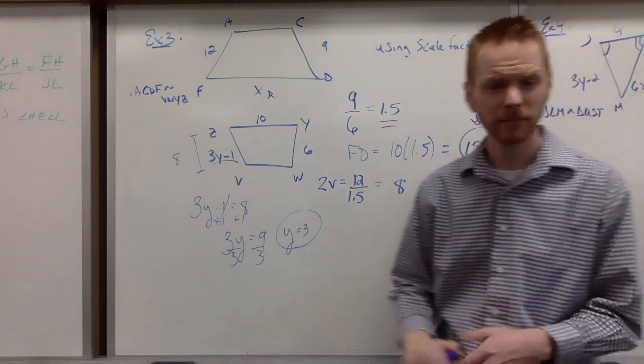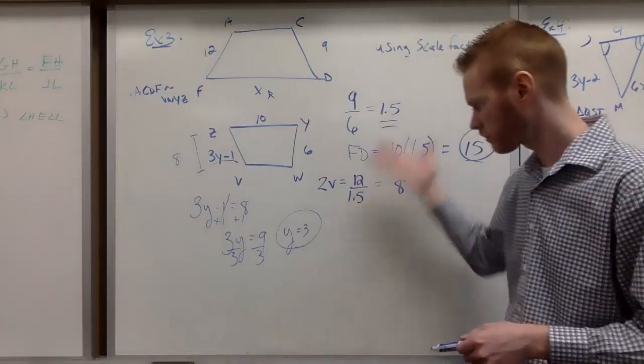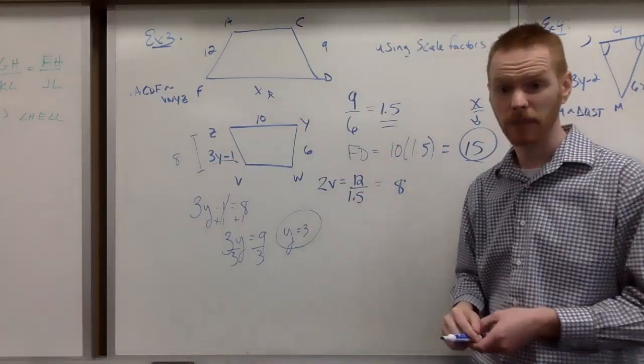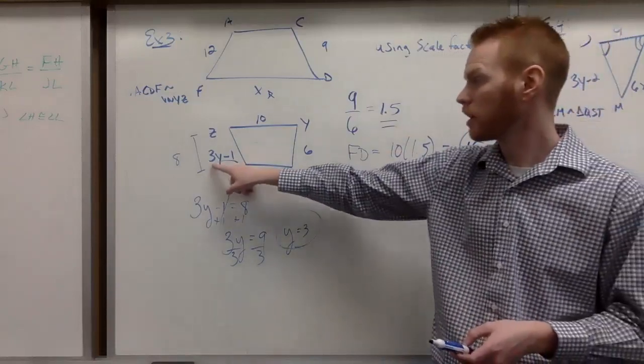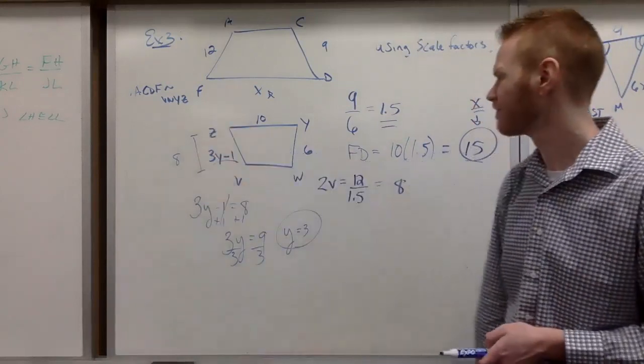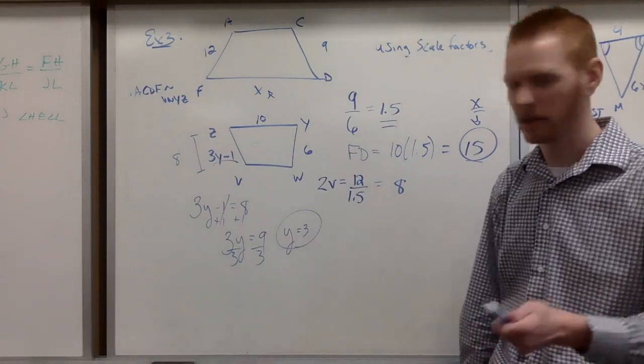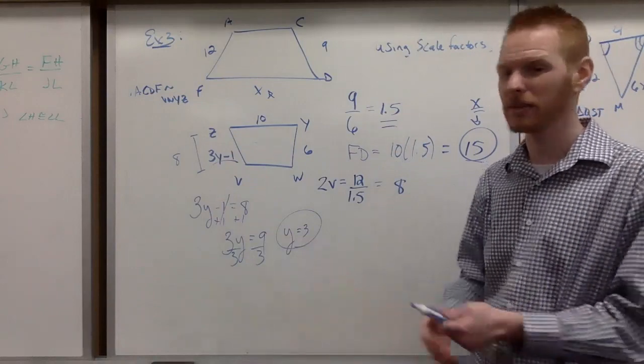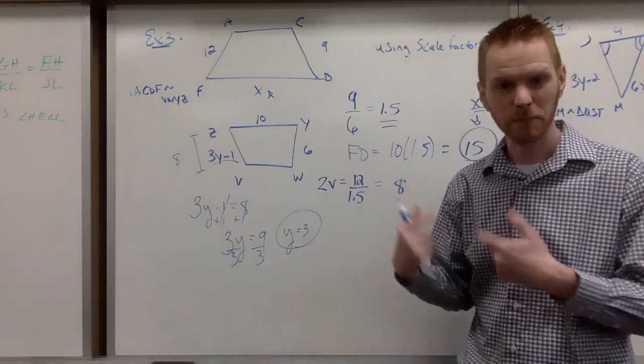What do you think? Not too bad, right? Now, can I check my answer? Absolutely. If I plug 3 into here, 3 times 3 is 9. 9 minus 1 is 8. We're good. Okay. What do you think? Questions, thoughts, concerns, dilemmas? That's method 1.